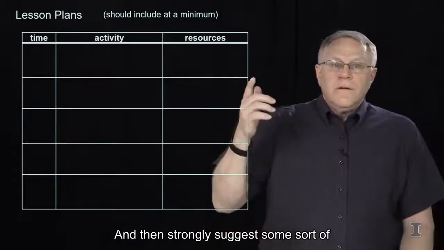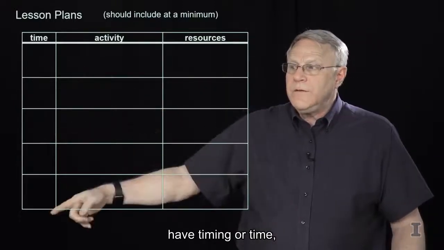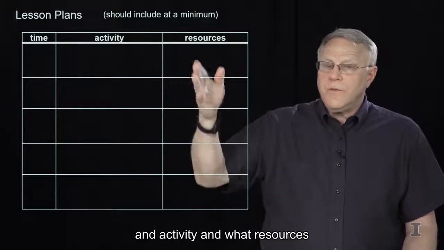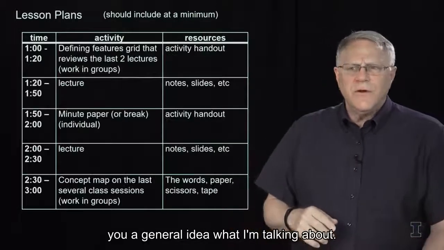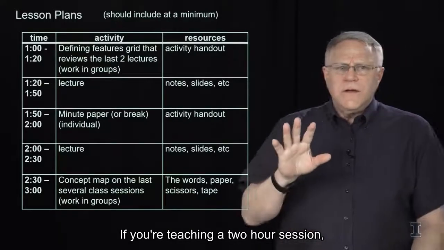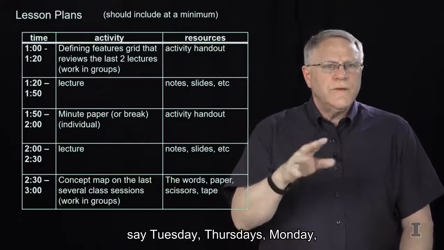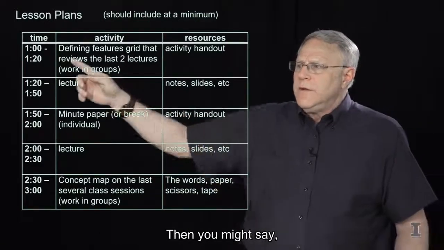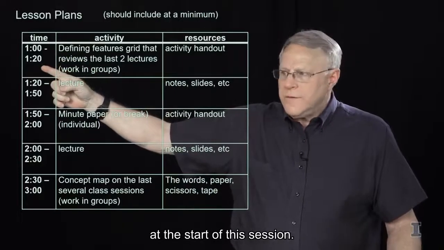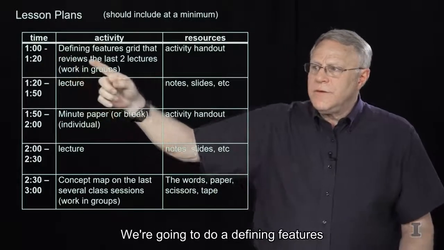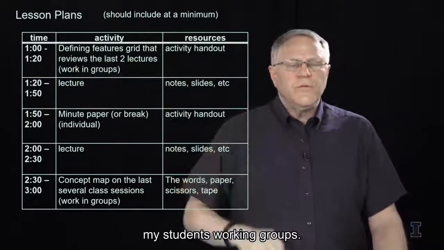And then I strongly suggest some sort of a grid like this where you have timing or time, an activity, and what resources. And what I've done is to fill this out just to give you a general idea what I'm talking about. If you're teaching a 2-hour session, say Tuesday, Thursdays, Monday, Wednesdays, whatever, then you might say, okay, what are we going to do from 1 o'clock to 1:20, start of this session? We're going to do a defining features grid that reviews the last 2 lectures, and I'm going to have my students work in groups.